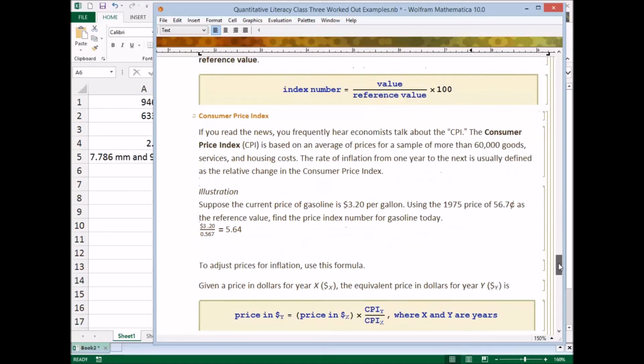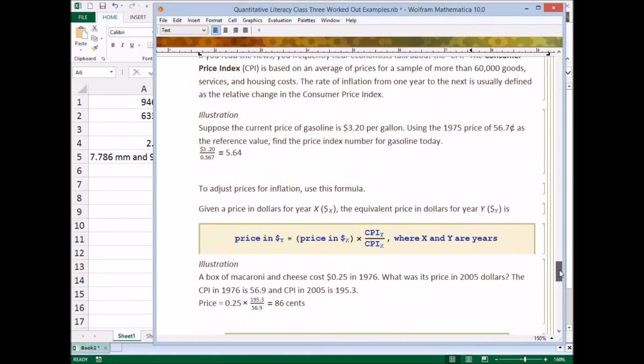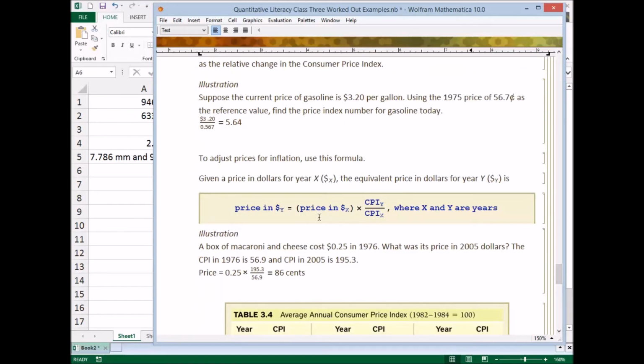So to adjust the price for inflation, here's the formula you need to know. Price in dollars of Y, or the latter year, is equal to price in dollars of X, or the prior year, multiplied by CPI of the latter year divided by CPI of the prior year. And then X and Y are just indexes for years.